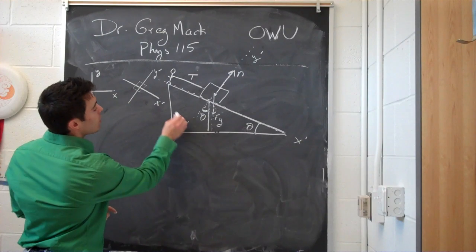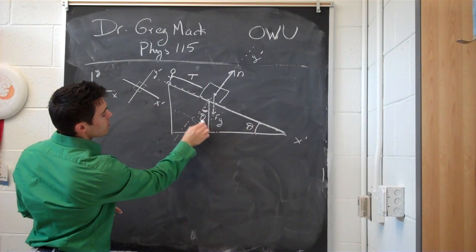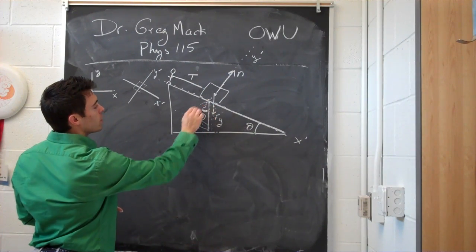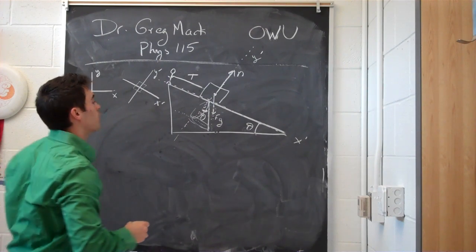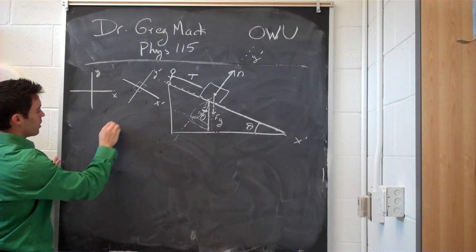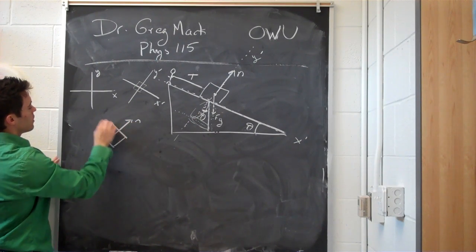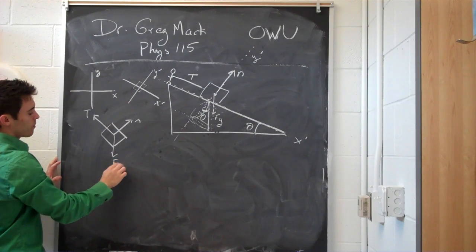So that means we're going to look at this component along the x prime, and we're going to look at this component along the y prime for the force of gravity. Okay. Let me draw the free body diagram over here. So the normal force up, the tension force back this way, and we have the force of gravity down here.